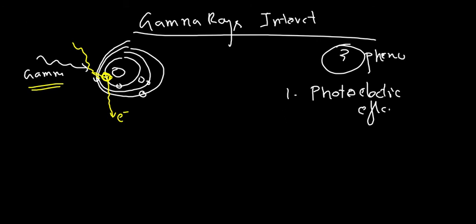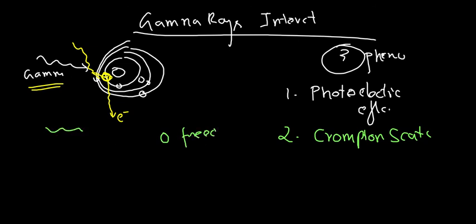Apart from that, you have two more possibilities. The second one is called Compton scattering. What happens in Compton scattering is that the photon will touch upon a free electron. The gamma ray photon is not going to dislodge the electron, but rather it is going to disturb the electron cloud. It is just going to eat and run. The gamma photon will eat and run, so it is just getting scattered.